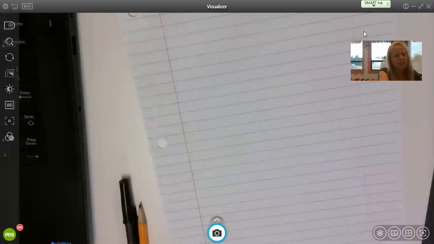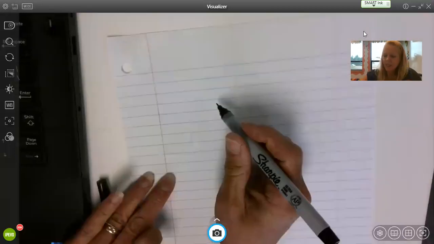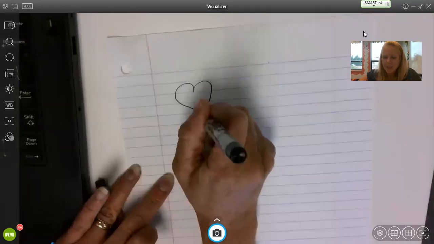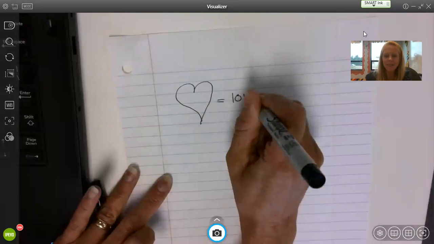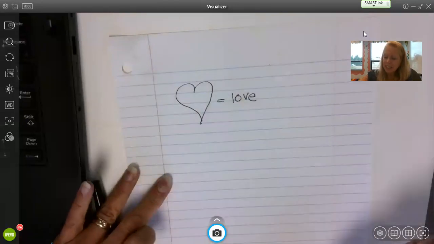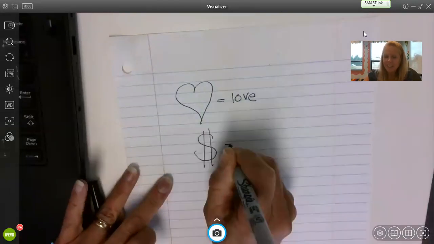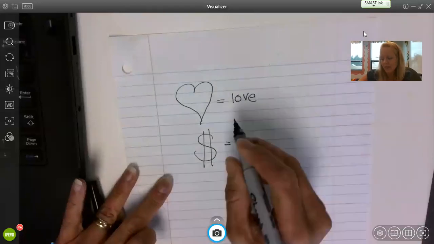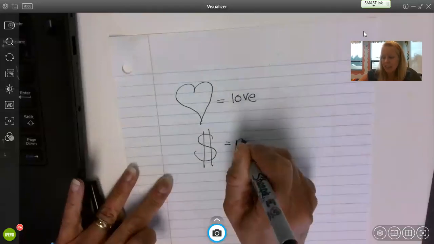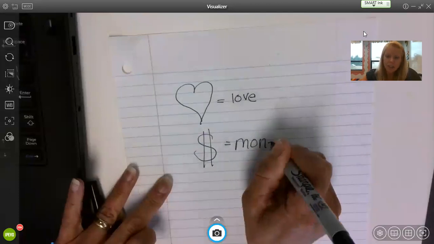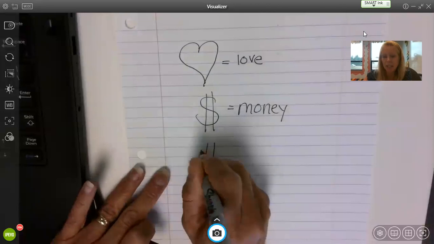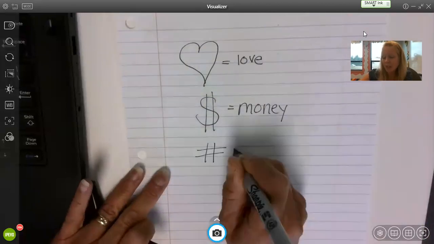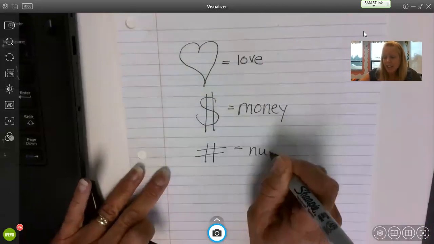So when I draw a big heart, that's a symbol for love, right? When we see this sign, it's a dollar sign, right? It kind of symbolizes money or dollars. I think of this sign used to mean, for me, number. Now they call it hashtag.